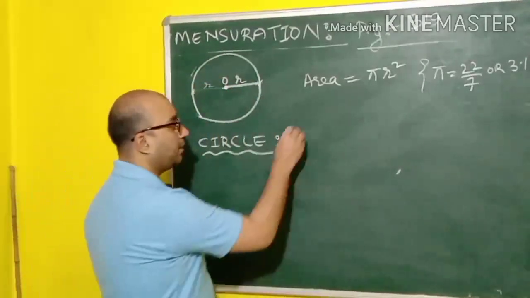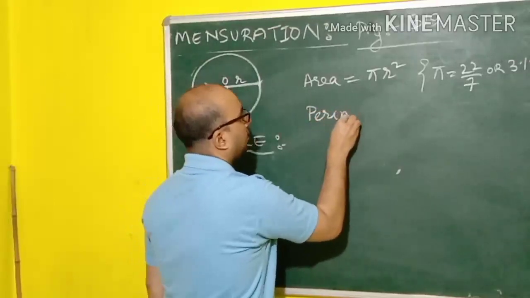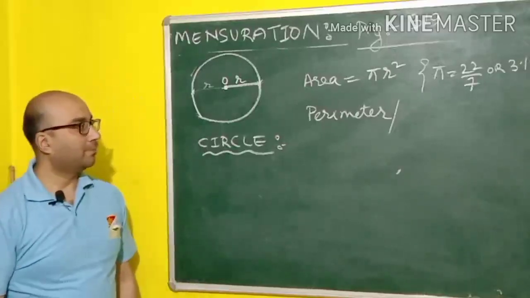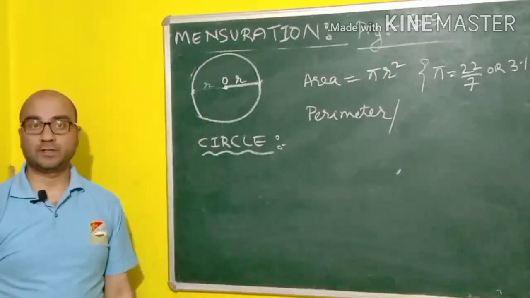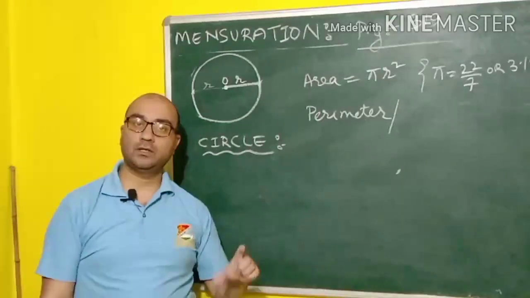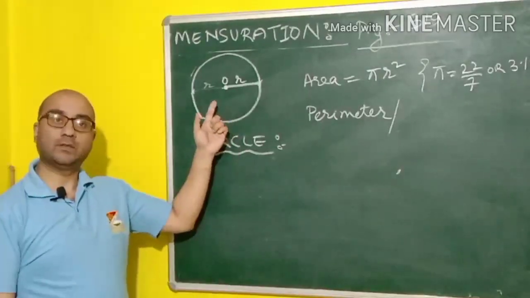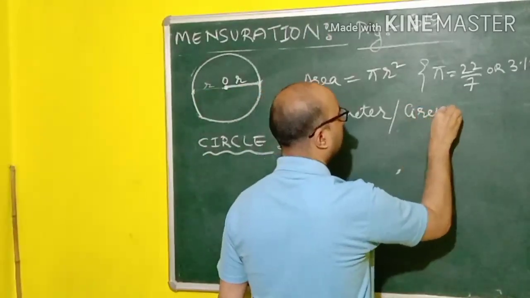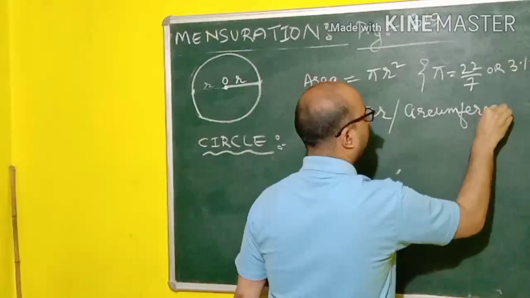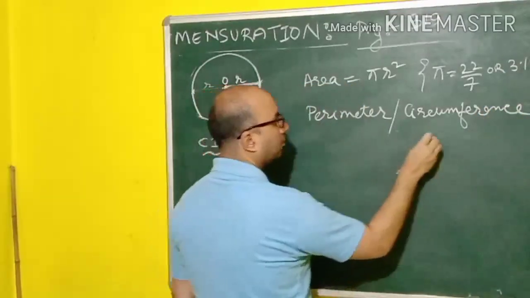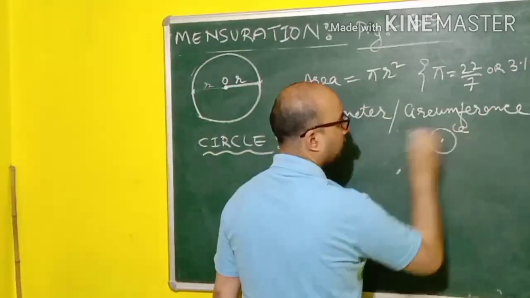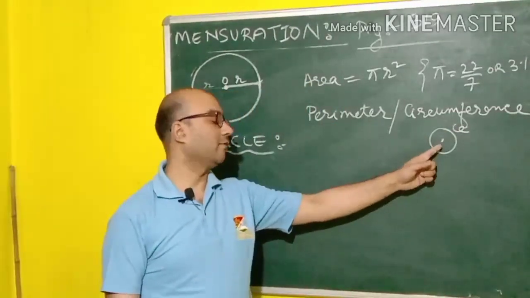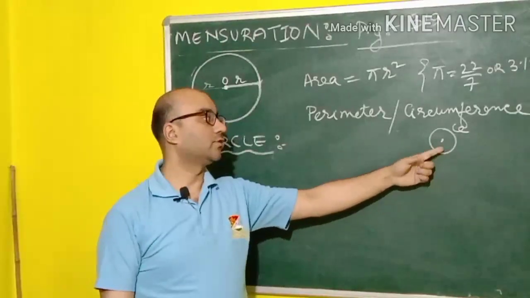Now let us go to perimeter. In a circle, perimeter is usually referred to as circumference. Circumference and perimeter are synonyms for circle. So perimeter is also known as circumference. The symbol for circumference would be the symbol for a circle, and CE. So whenever you come across this symbol, it is understood that this is circumference.